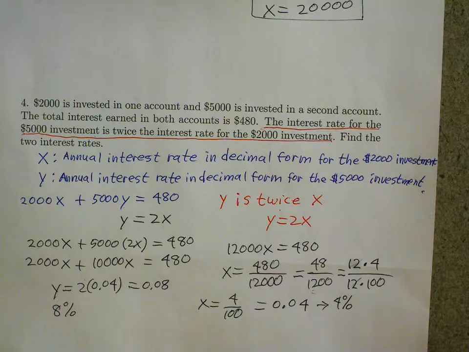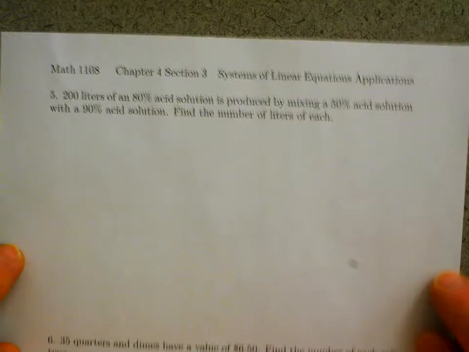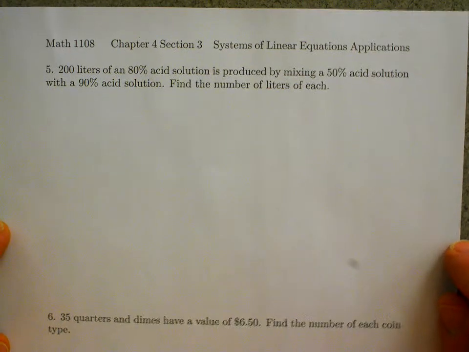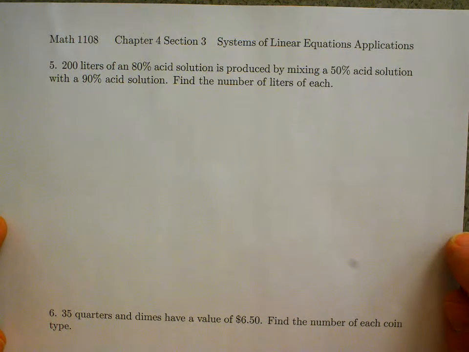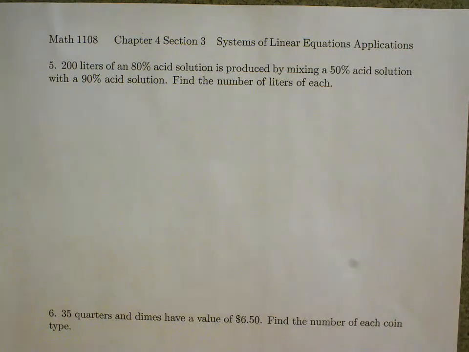Okay, let's move on to the next page. This is another mixture problem. This one says 200 liters of an 80% acid solution is produced by mixing a 50% acid solution with a 90% acid solution. Find the number of liters of each.